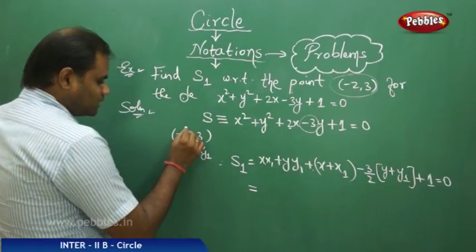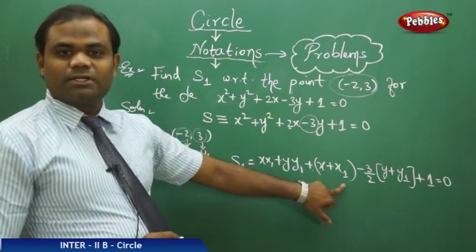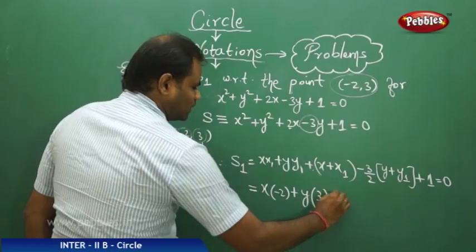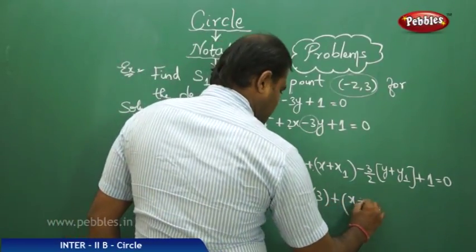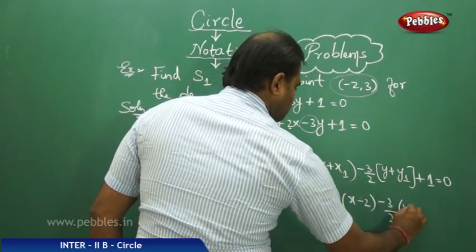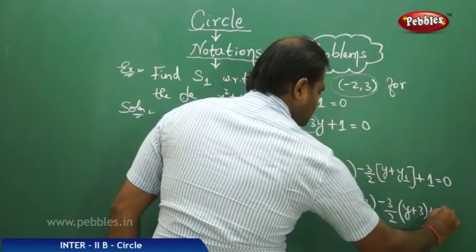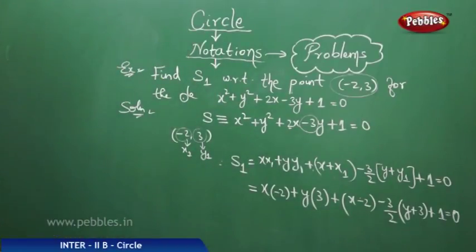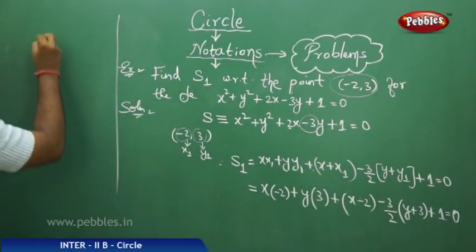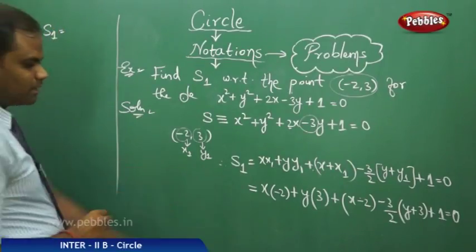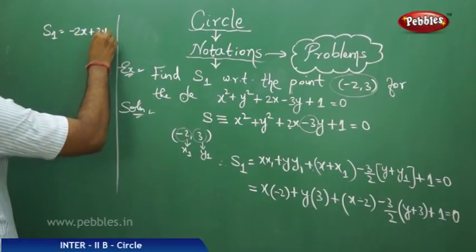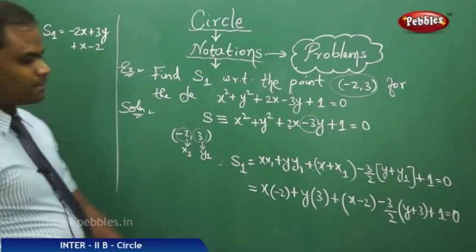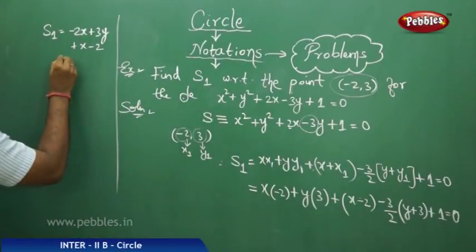So in this case, my x1 is minus 2 and my y1 is 3, which I substitute in this. So therefore, I get this to be x x1 plus y y1 plus x plus x1 minus 3 by 2 of y plus y1 plus 1 equals 0 is what we get out here. Now this, on further simplification, gives S1 equals minus 2x plus 3y plus x minus 2 and plus minus 3y by 2 and minus 9 by 2 plus 1.